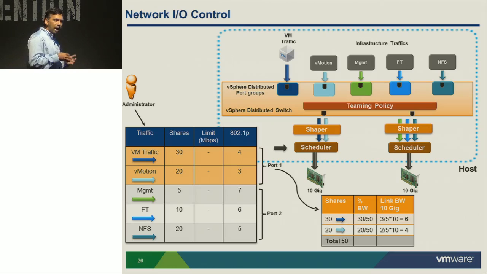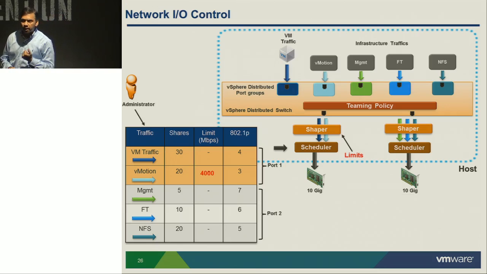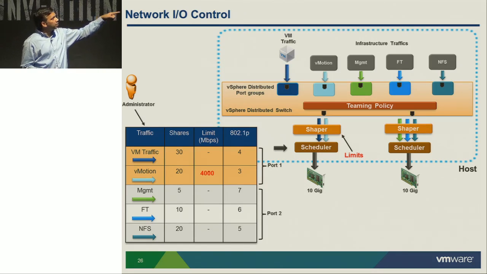So it's not fixed bandwidth for each traffic type. There's the other parameter, which is the limit parameter. In this case, if you look at it, the limit parameter is not configured. But suppose you configure a limit parameter. Limit parameter applies at the shaper layer. So as you see here, I'm limiting the vMotion traffic to 4 gig.